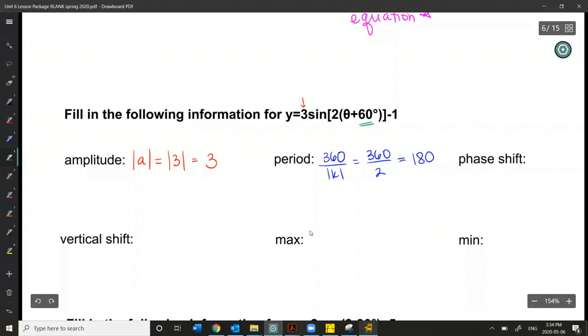Phase shift, this is essentially going to be taken from the D value. You're going to specify right or left. So this one, we'll see that D is negative 60 degrees. So we'll say 60 degrees left.